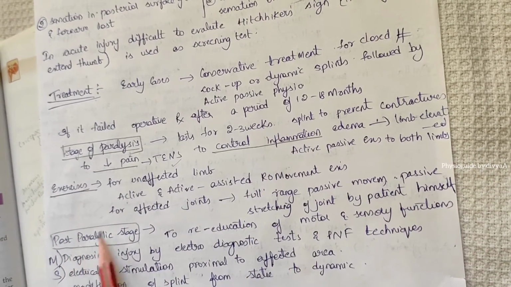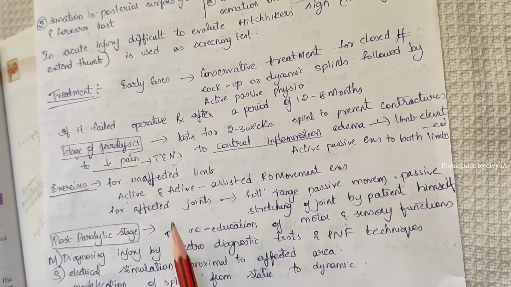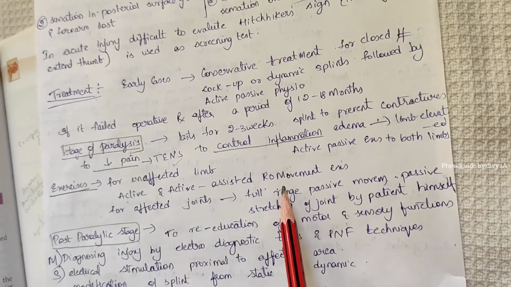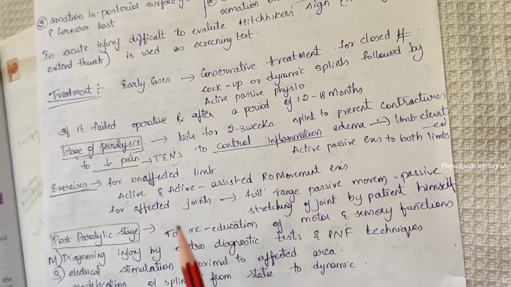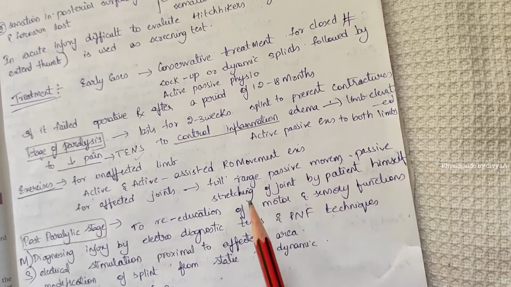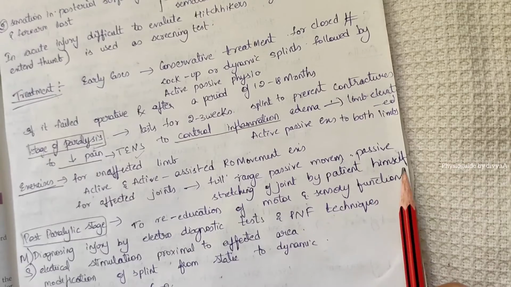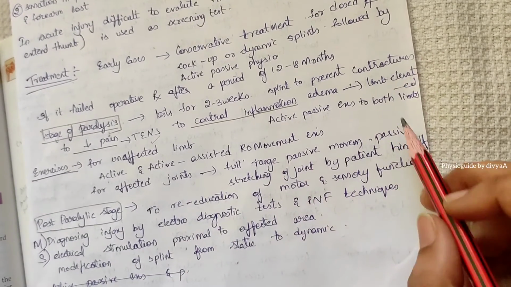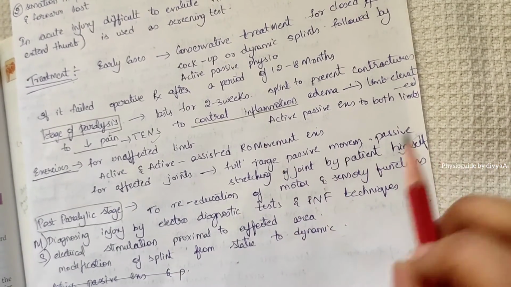What are the exercises? For the unaffected limb, active and active assisted range of movement exercises. For affected joints, full range passive movements and passive stretching of the joint by the patient himself. If the patient does it himself, more results are seen.